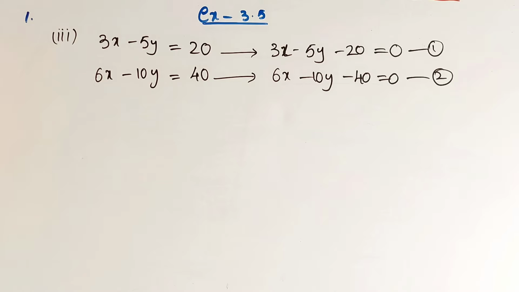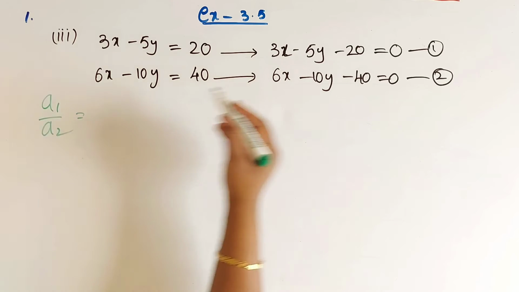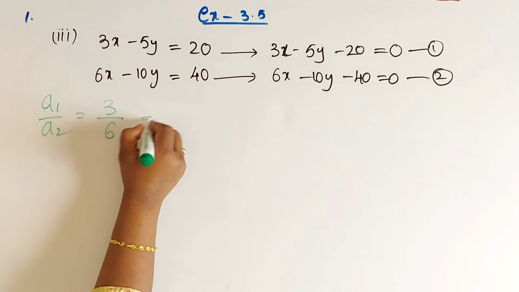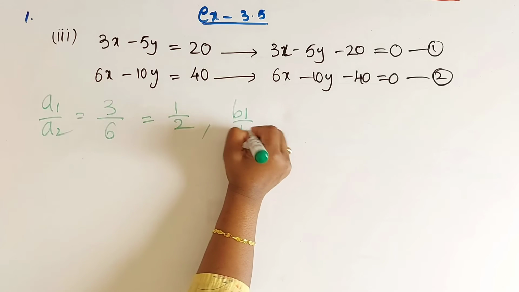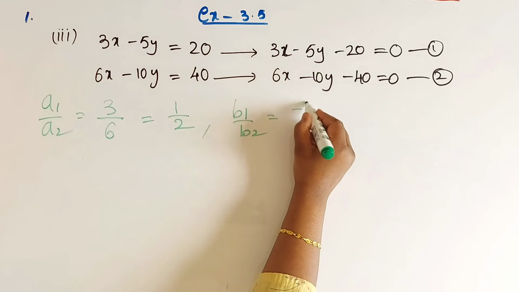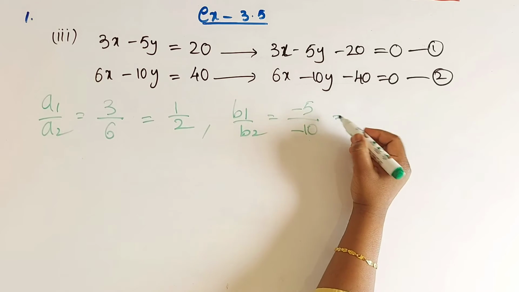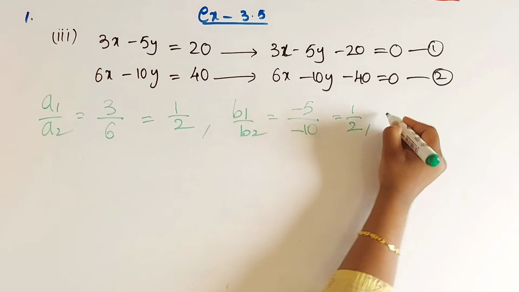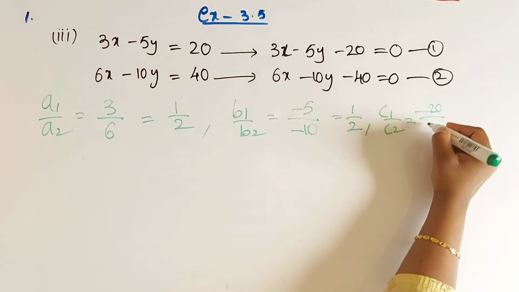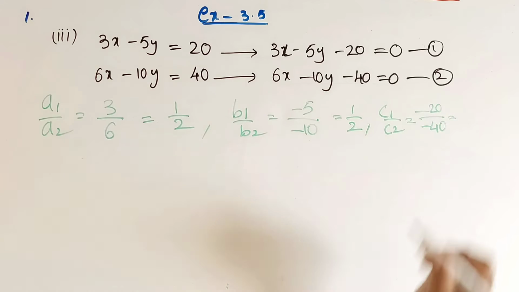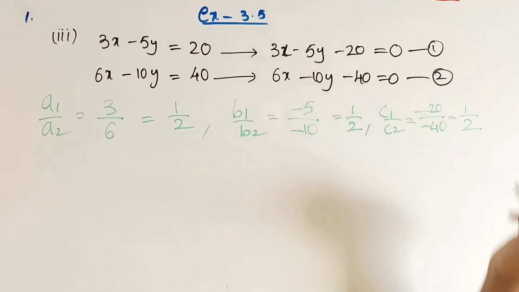A1 by A2 equal to 3 divided by 6, children. 3 by 6: 3 1s are 3, 3 2s are 6, so 1 by 2. Right? Now B1 by B2. B1 is minus 5 divided by B2 is minus 10. Minus minus will cancel. 5 1s are 5, 5 2s are 10. Now C1 by C2, children. Minus 20 divided by minus 40. Here also minus minus will get cancelled. 20 1s are 20, 20 2s are 40, 1 by 2.